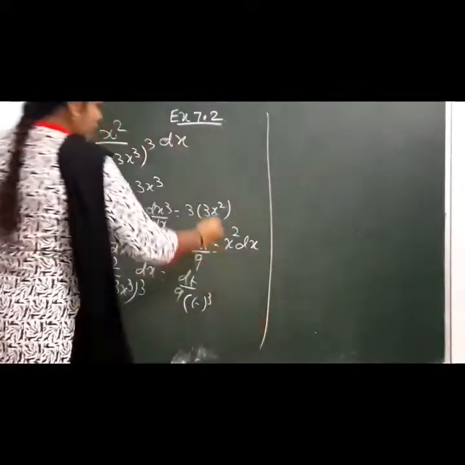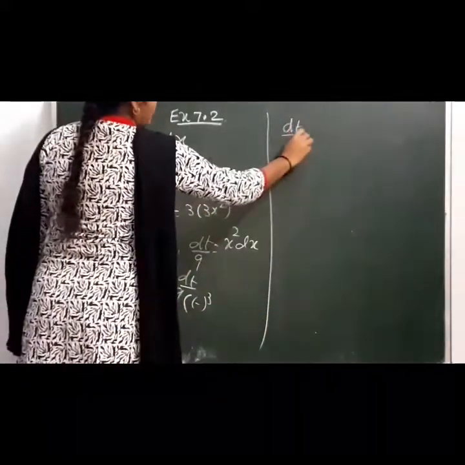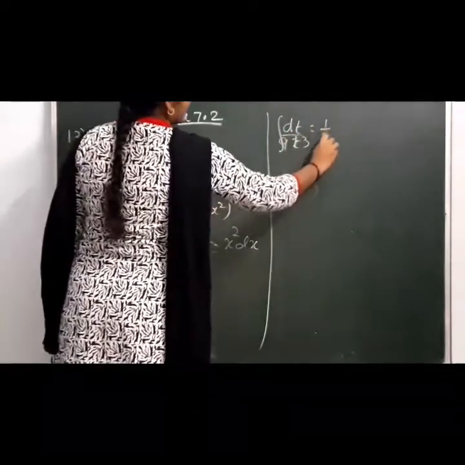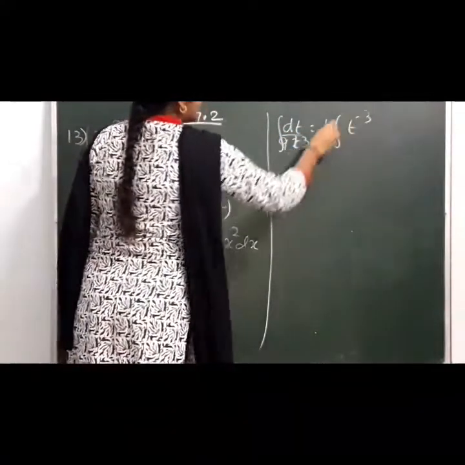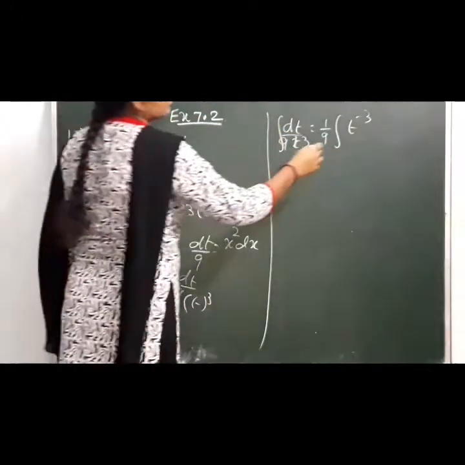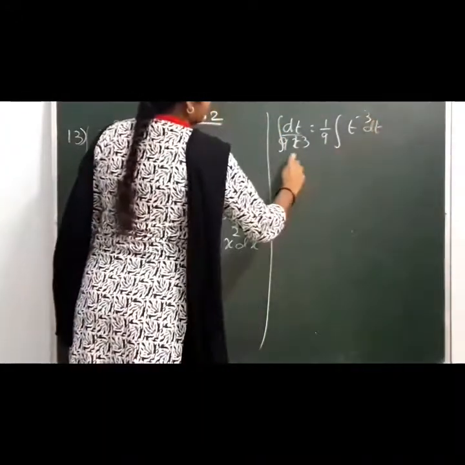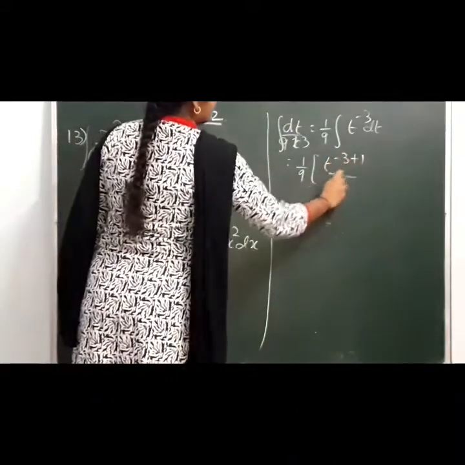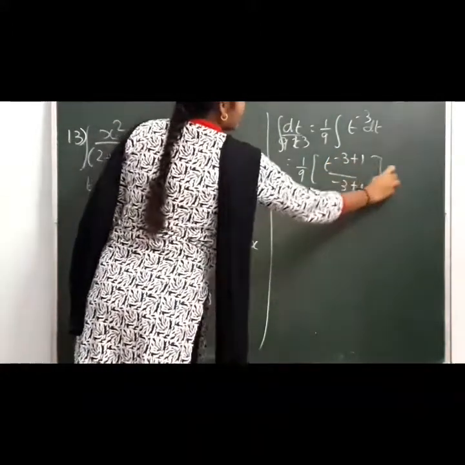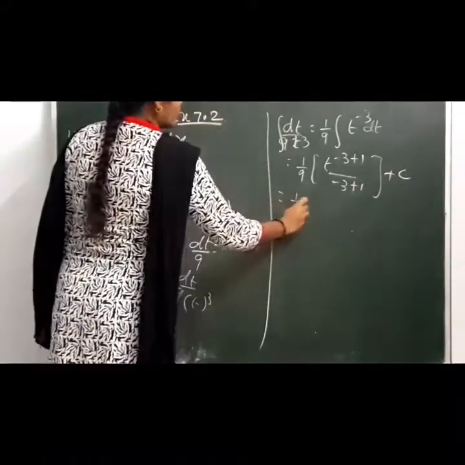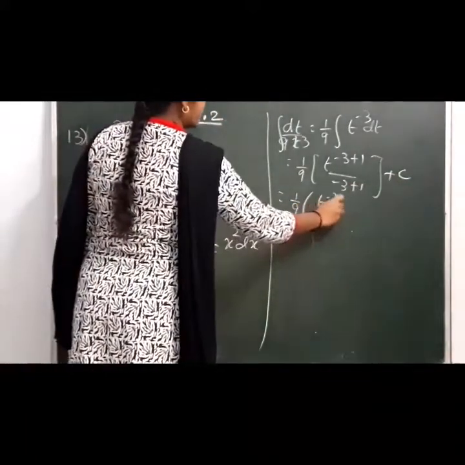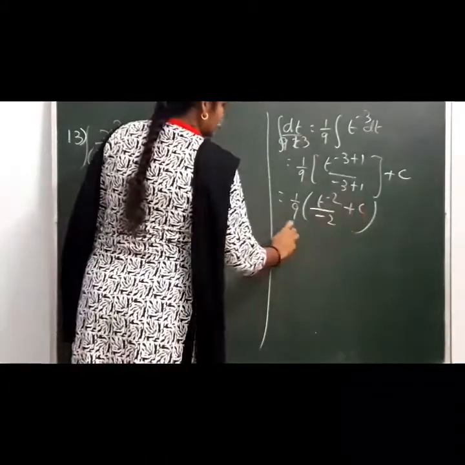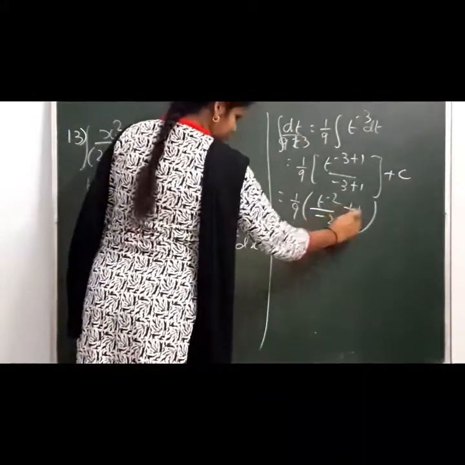What will you get there? So dt upon 9 t cube, integration, that is 1 by 9. We can take t to the power of cube to the numerator, it becomes t to the power of minus 3 dt. So putting the formula here, t to the power of minus 3 plus 1 upon minus 3 plus 1 plus c. It becomes 1 by 9 t to the power of minus 2 upon minus 2 plus c.